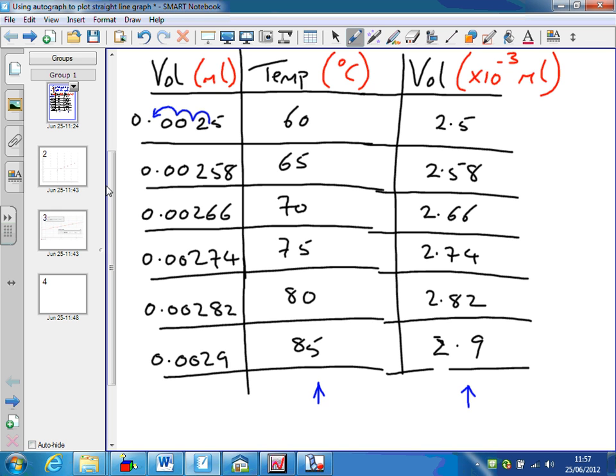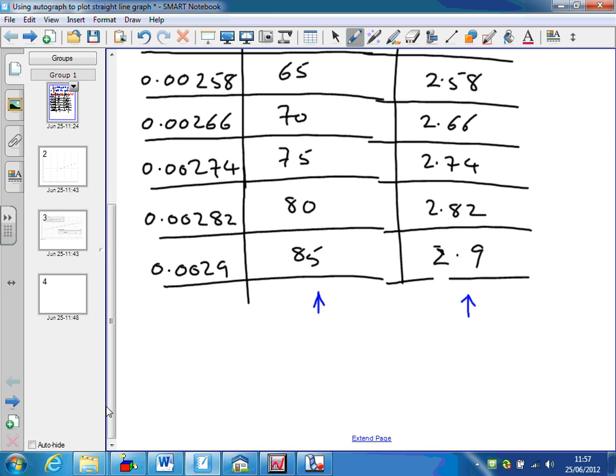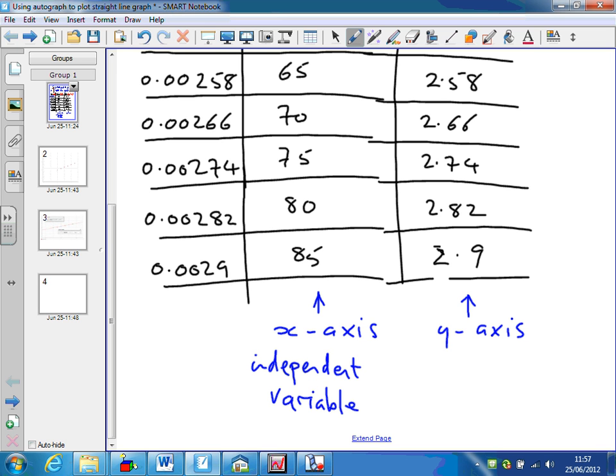So we're controlling temperature. So the controlling variable, the independent variable, goes on the x-axis. The dependent variable, which is in this case the volume, and it depends on the temperature, so that's why it's called the dependent variable, goes on the y-axis. The one that we're observing, that we're looking at, goes on the y-axis. This is the dependent variable.